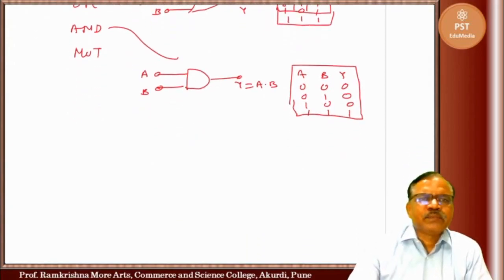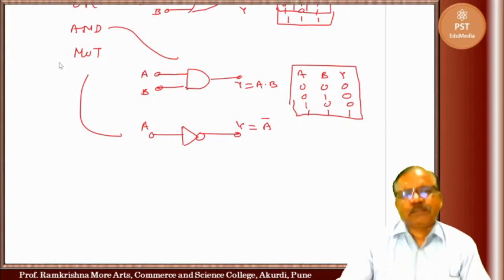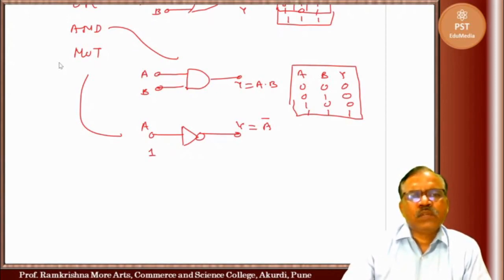And NOT gate is like this. This is the symbol for NOT gate. So when we have output Y, it is A bar, the complement of A. So if A is 1, Y is 0. If A is 0, Y is 1, like this.